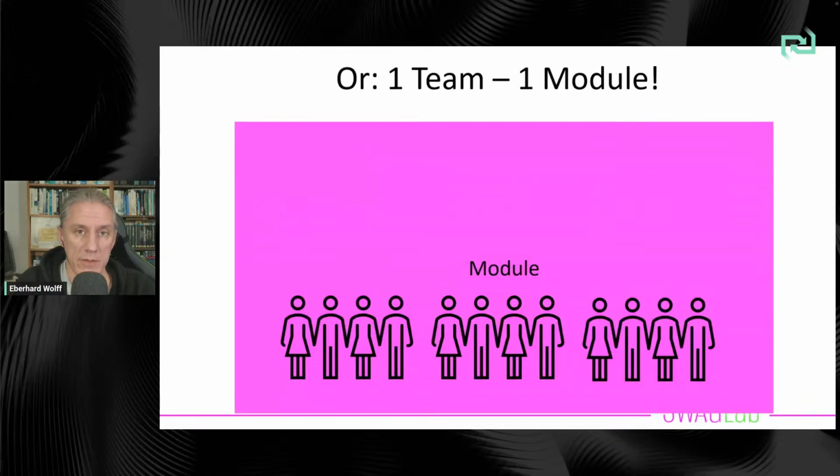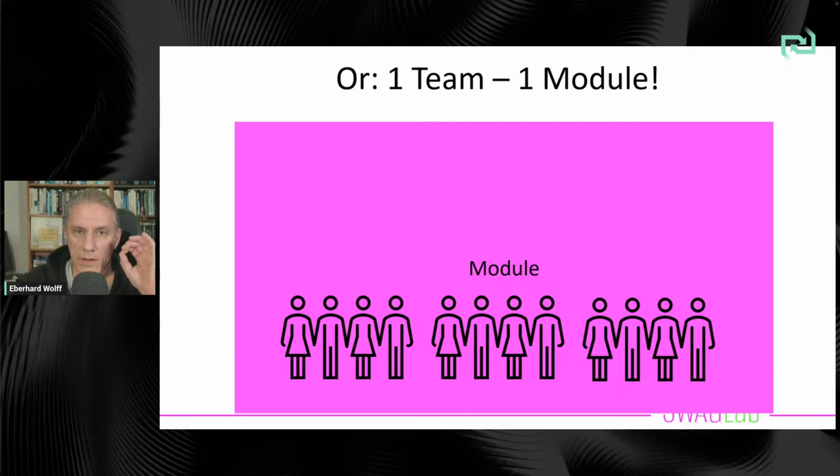Or the other solution is that we are unable to split that module, and it's just one module, one large thing, but then all of the teams work on it together. And this is probably what we are afraid of, because then we will have a lot of communication overhead, and we will therefore have some problems.